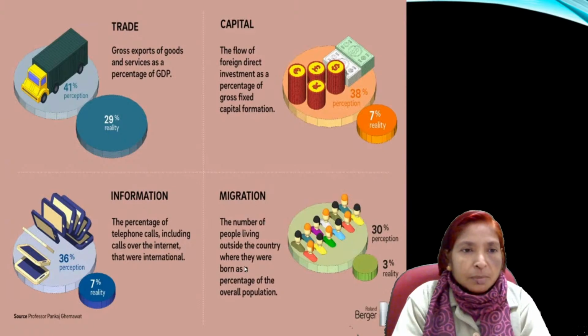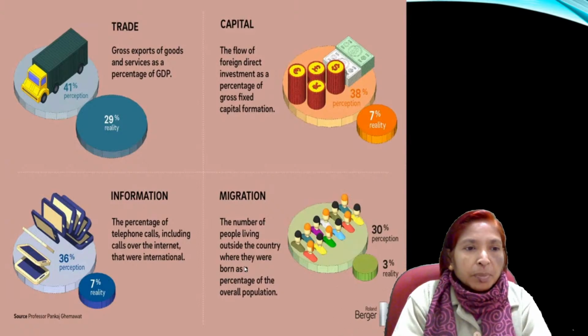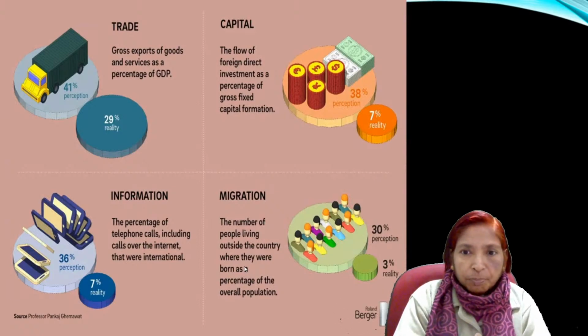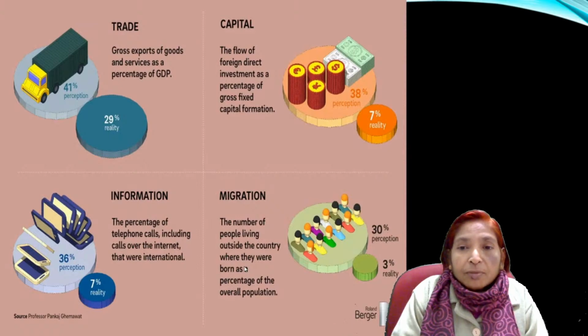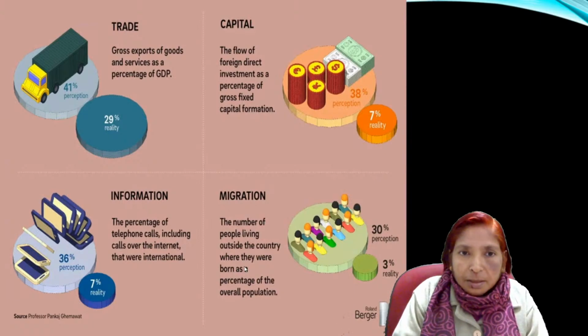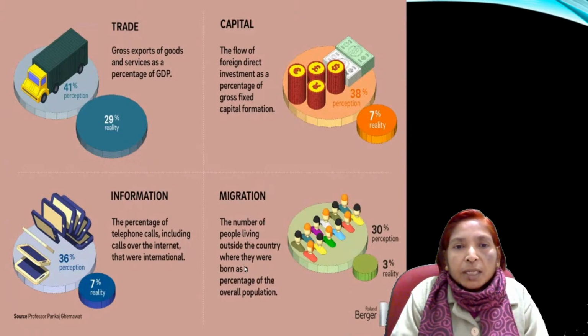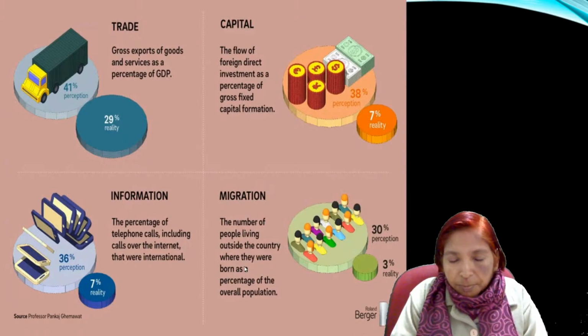Now, trade: gross exports of goods and services as a percentage of GDP is 41% by perception, but in reality, that is 29%. Here, perception is higher, but the data shows a much lower figure. And capital: the flow of FDI, or foreign direct investment, as a percentage of gross fixed capital formation, its perception was 38%, but in reality, it is only 7%.